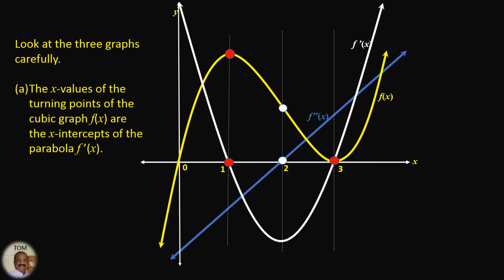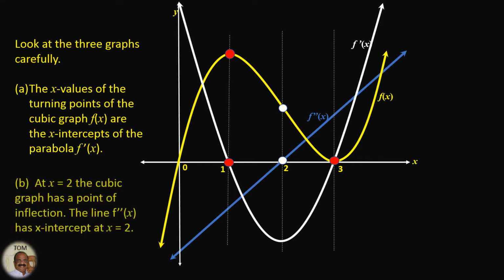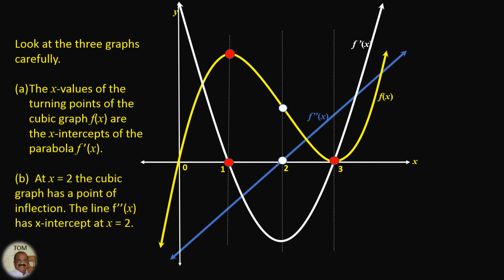Again, we go to the other straight line. Look at the straight line. You have the x-intercept on the straight line, that is 2. And look at the point of inflection. The point of inflection is there on the cubic graph, and we have 2 as the x-coordinate of the point of inflection. So if you have the point of inflection, you can also have the x-intercept of the straight line. Now, this is information which will help us in future indirect questions.